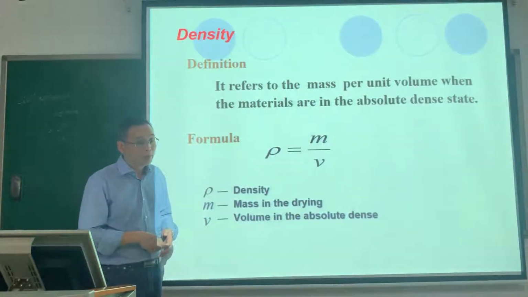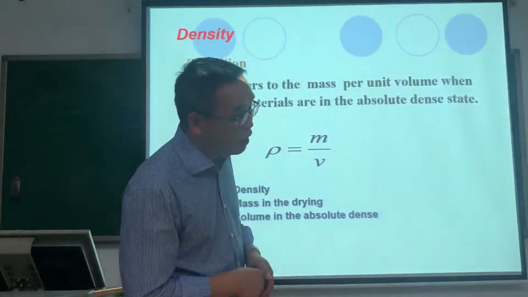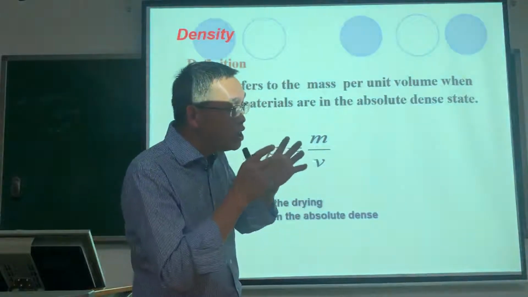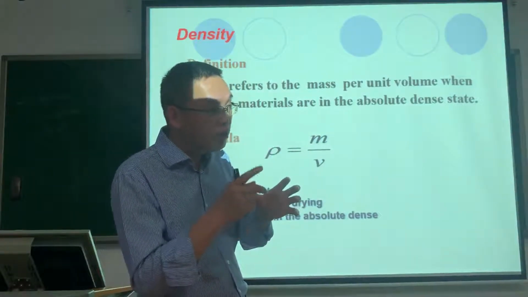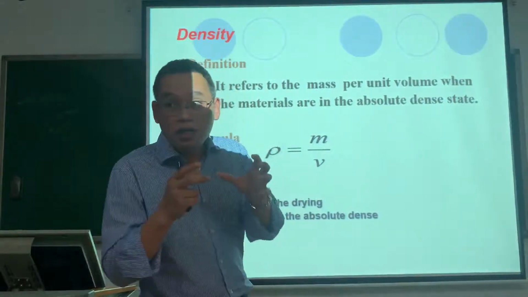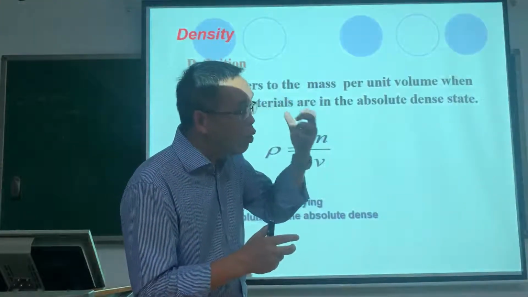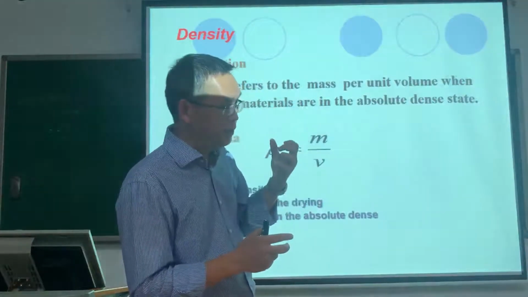What is an absolute density? What is the absolute dense state? It means there are no pores. Pore, P-O-R-E. There is no pore in this kind of material. We mentioned it: the absolute dense state.